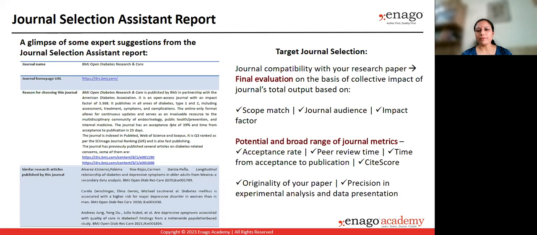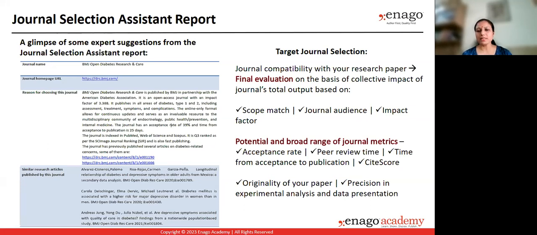So this is a brief overview of the final evaluation process, wherein the scope match, journal audience, impact factor were the factors that were taken into consideration. Essentially, the broad range of journal metrics that were also considered were the acceptance rate, peer review time, time from acceptance to publication, site score. Besides these parameters, the originality of your paper is a very important factor because there have to be new findings essentially reported for the paper to stand out among all the submissions that the journal will be receiving at that particular point of time.